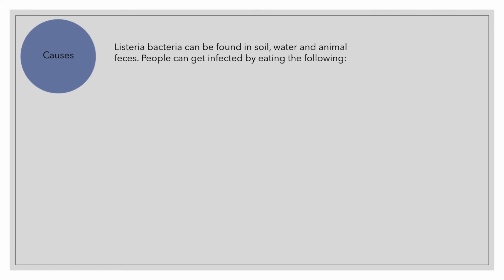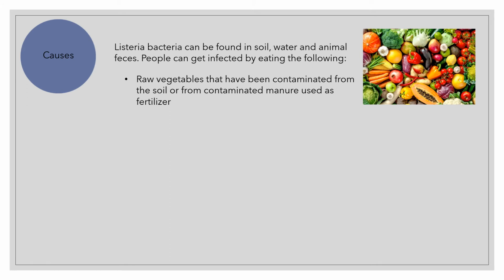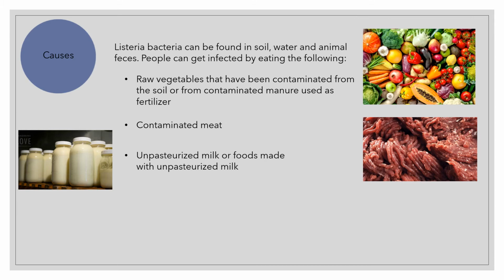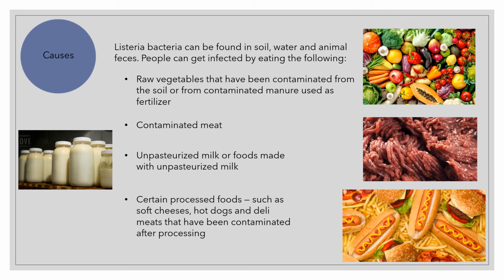Listeria bacteria can be found in soil, water, and animal feces. People tend to get infected by eating the following: raw vegetables that have been contaminated from the soil or from contaminated manure used as fertilizer, contaminated meat, unpasteurized milk, or foods made with unpasteurized milk. Pasteurized milk refers to milk that has been heated quickly for a short period of time and then cooled down. This is done to kill off certain bacteria in milk. And then certain processed foods such as soft cheeses, hot dogs, and deli meats, which would have been contaminated after processing.